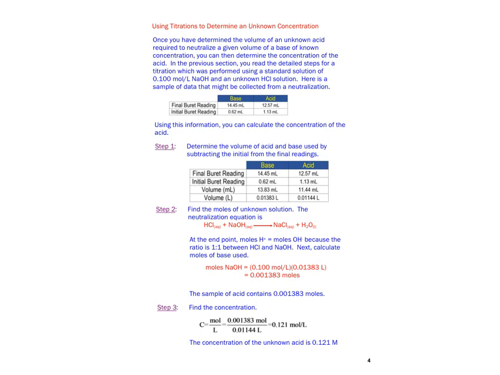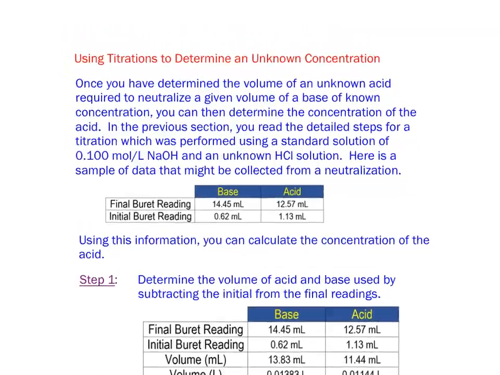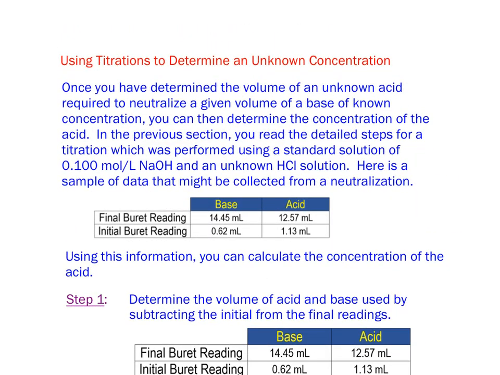Now, let's use titrations to determine an unknown concentration. So, let's look at the math behind this. Once you've determined the volume of an unknown acid required to neutralize a volume of a base with a known concentration, then we can find the concentration of the acid. So, here's some sample data that might be the case.